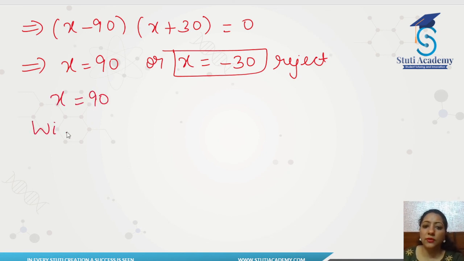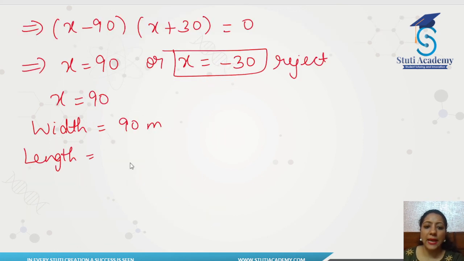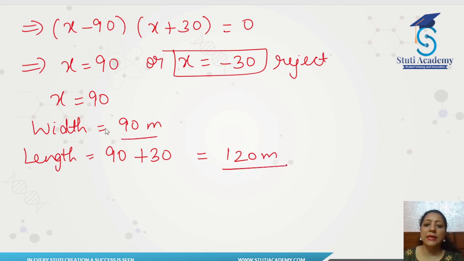That means the width of the rectangle here is 90 meters. And we know for the length, it's already given to us that the longer side is 30 meters more than the shorter side. So we've already solved for x, that is 90 meters. So the length is 30 meters more. That's actually 90 plus 30, that is 120 meters. So these are the sides of the rectangular field.